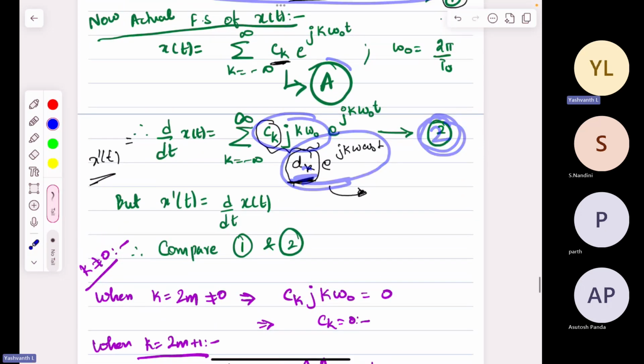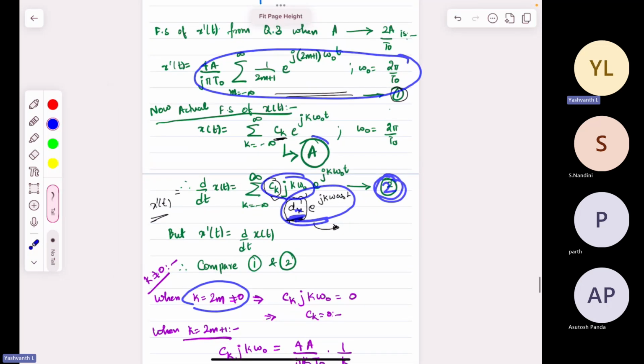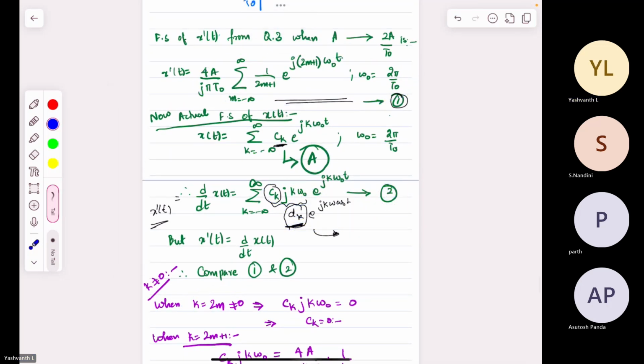Okay, so let's say at k equal to, let me now just zoom out a bit. Now you see, whenever k is not equal to 0, this contains only even k, because it's of the form 2m plus 1. We don't have any 2m coefficients. Therefore, whenever k is an even integer, your dk is equal to 0, or ck into jk omega naught is 0, or ck is also 0.